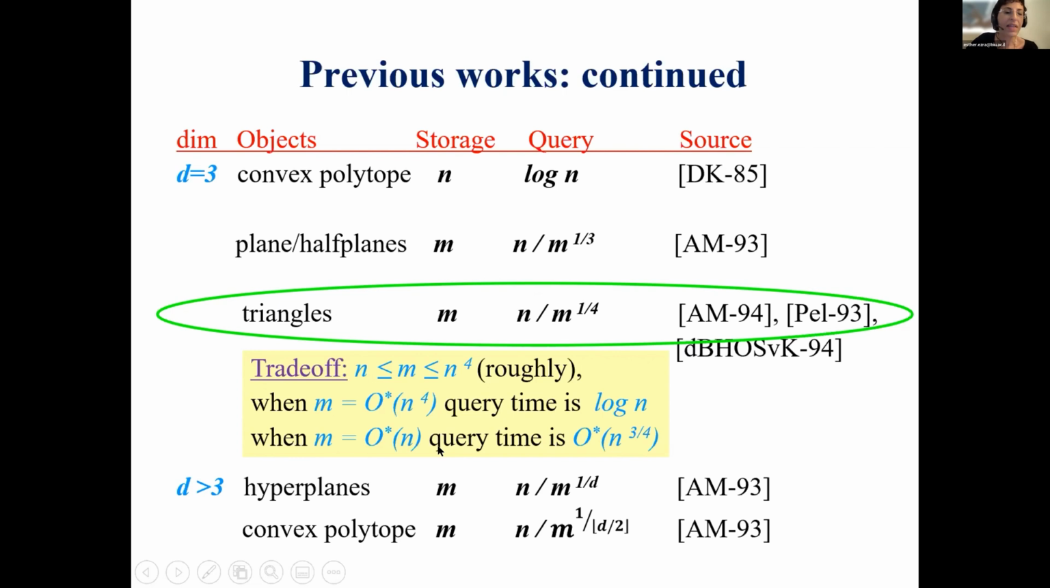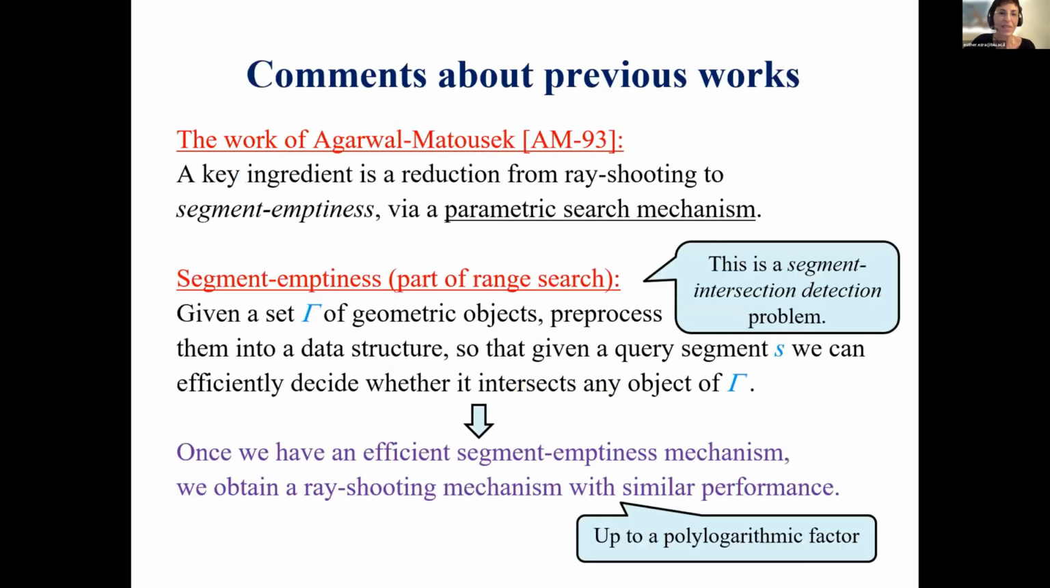Okay, and in higher dimensions, there are also several bounds studied by Agarwal and Matoušek. For hyperplanes in D dimensions, the storage trade-off bound is M and N over M to the 1/D. And this is the trade-off bound for ray shooting in convex polytopes. Okay, but from now on, we are going to focus on triangles in 3 space. And a few words about the work of Agarwal and Matoušek.